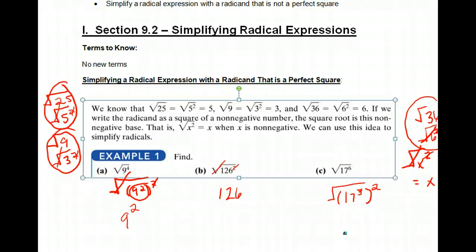So think about multiplication. What times 2 gave you that number, that exponent underneath that radical? So at this point, you can allow your radical and your square to cancel each other, and we will have 17 cubed as our answer.